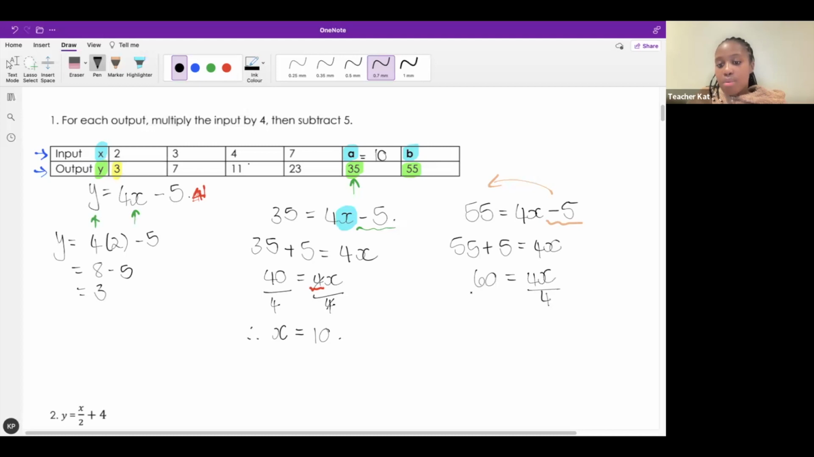Divide by 4 on both sides. What's 60 divided by 4? Therefore, x equals 60 divided by 4, which is what?